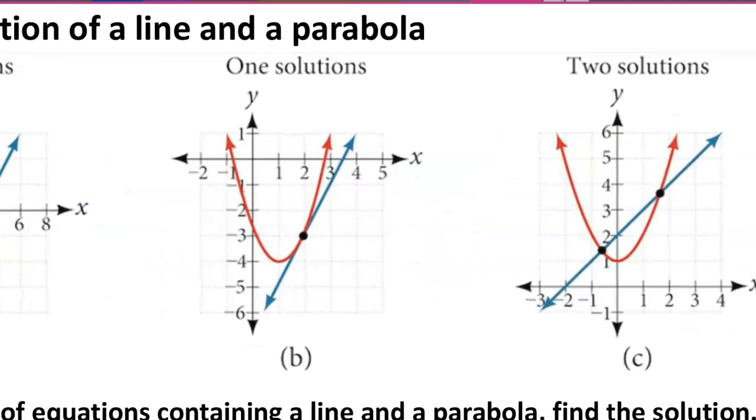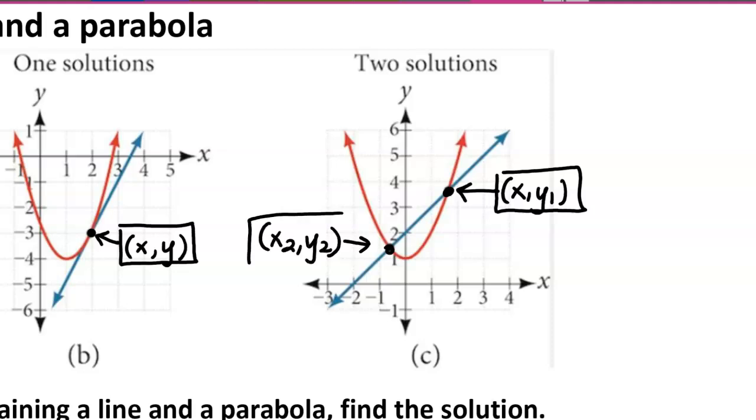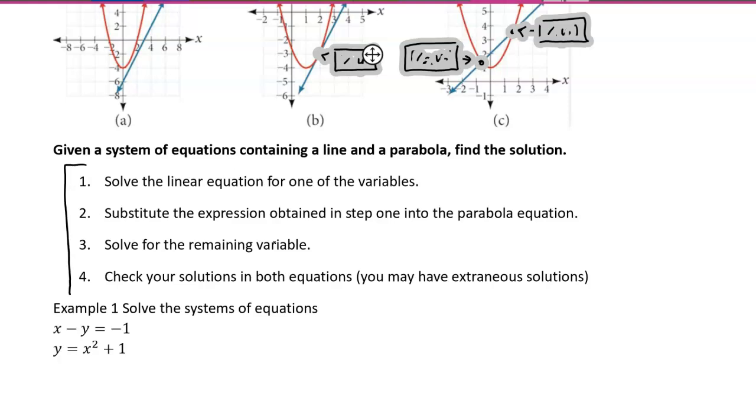It's also possible that the line and the parabola only touch each other at one point. So whatever that point is, x comma y, that point would be our solution. It's also possible that the line and the parabola touch each other at two separate points. So we could have one solution at x1, y1, and a second solution at a different point, x2, y2. So we have steps here, steps 1 through 4, outlining how we solve a system for a line and a parabola. And we'll go through these steps in example 1.